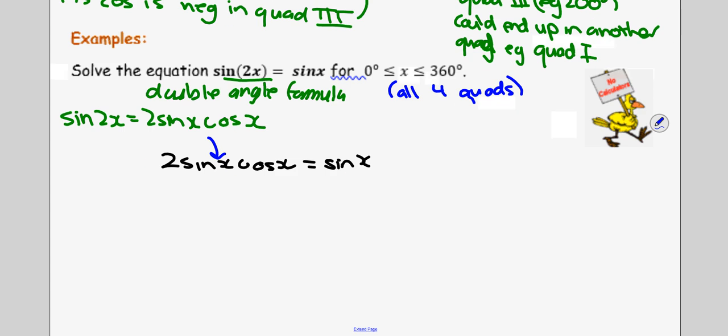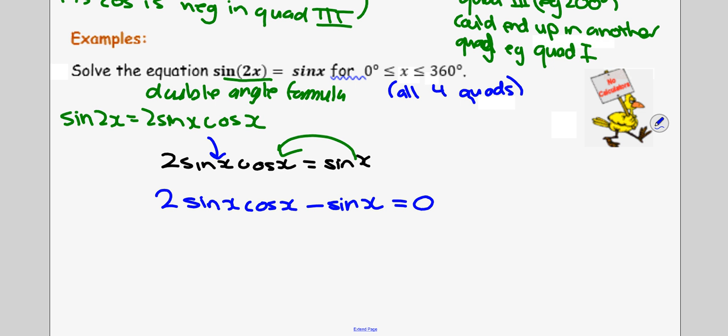This is where the fun stuff starts to happen. So what could you do? Sometimes you're thinking, could I divide both sides by sine? What could I possibly do? I would suggest subtracting sine x from both sides. So 2 sine x cos x minus sine x equals 0. That's something you could do. Overall, we're trying to solve for x.